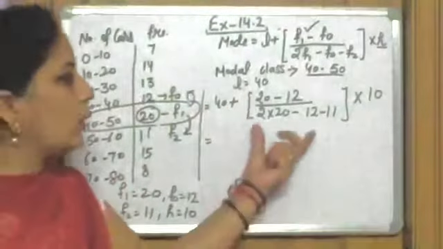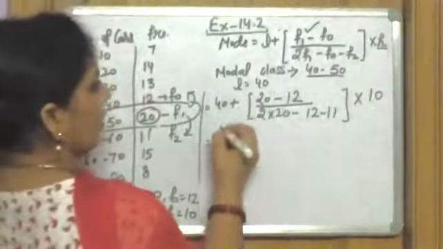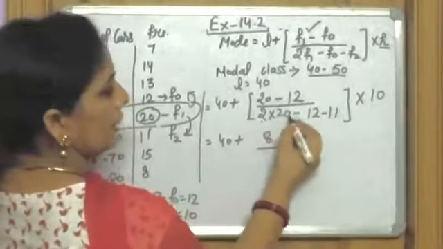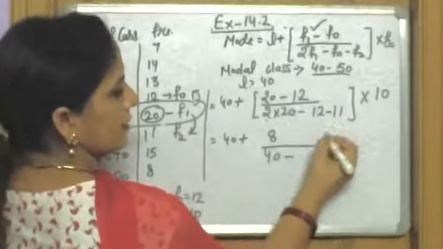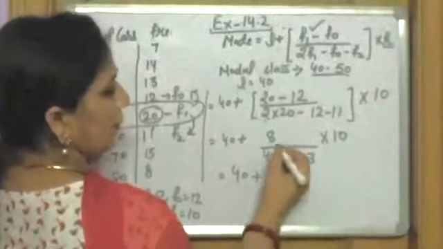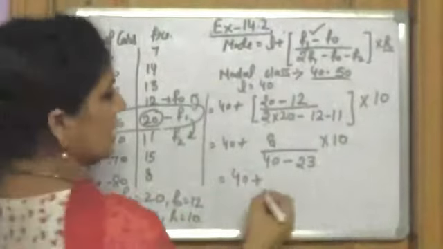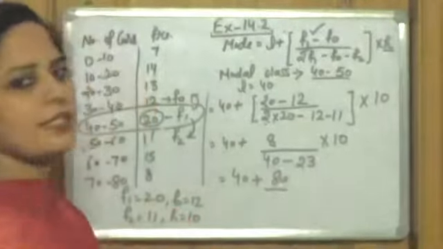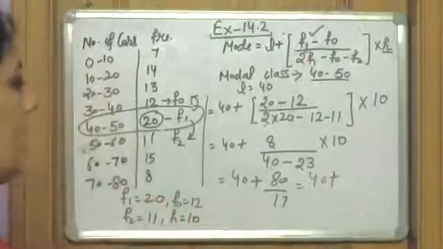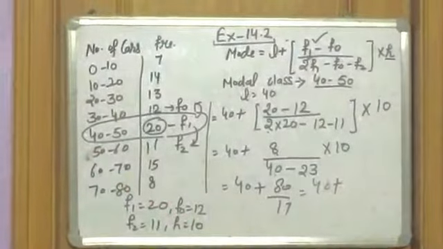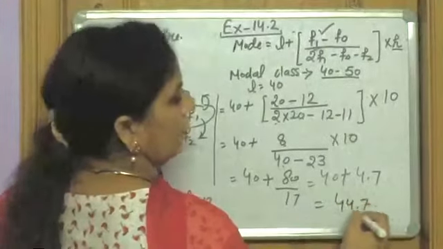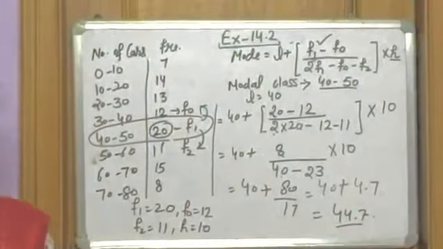So first of all, we will calculate the terms in the bracket. 20 minus 12, which is 8. In the denominator we have 40 minus 23 and multiply by 10. 40 plus 8 multiplied by 10, which is 80, and 40 minus 23, which will be 17. Next, divide 80 by 17, then we will get the value in decimal form, which will be equal to 4.7, and our final answer will be 44.7.